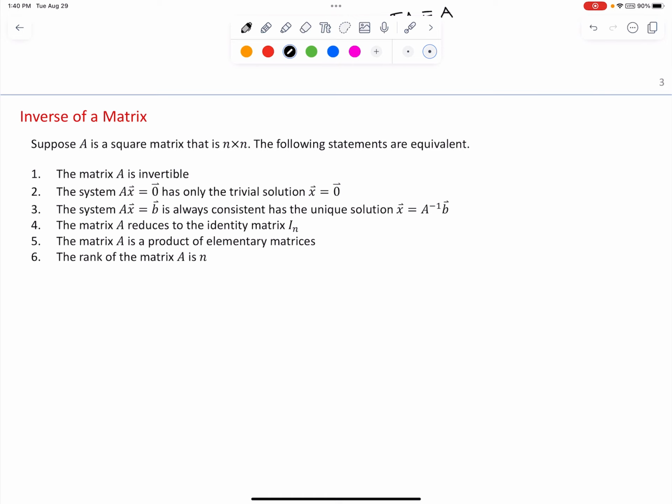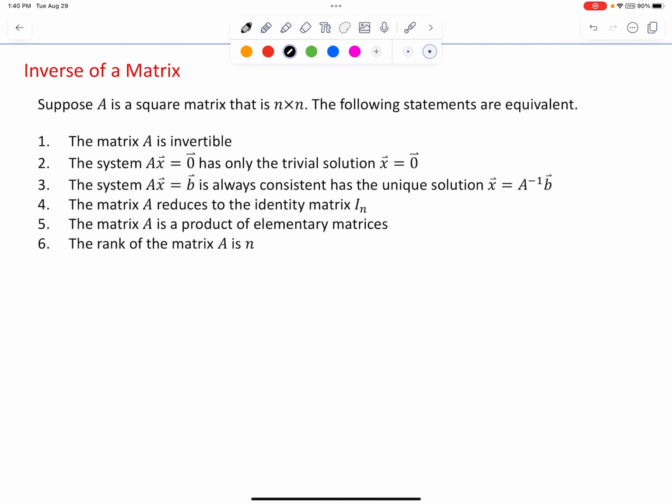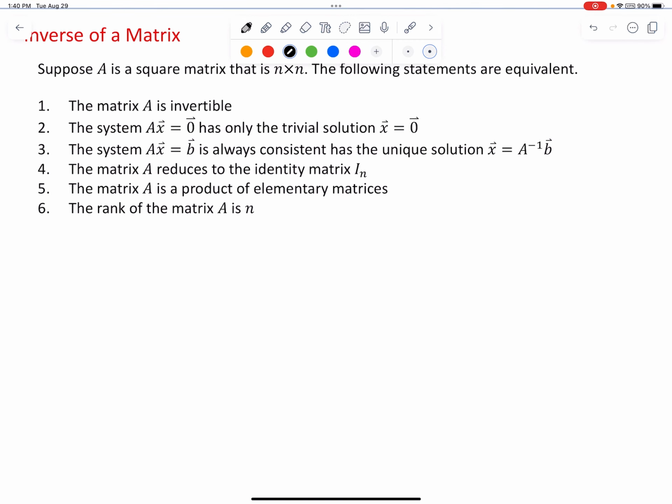Let's begin by assuming that statement 1 is true, that matrix A is invertible. That means it has an inverse. By the way, not every matrix is invertible. We'll talk more about that momentarily. If matrix A is invertible, let's see if that somehow leads us to conclude what statement 2 is claiming. So let's start with what statement 2 has. We have a matrix A times a vector x is equal to a 0 vector.